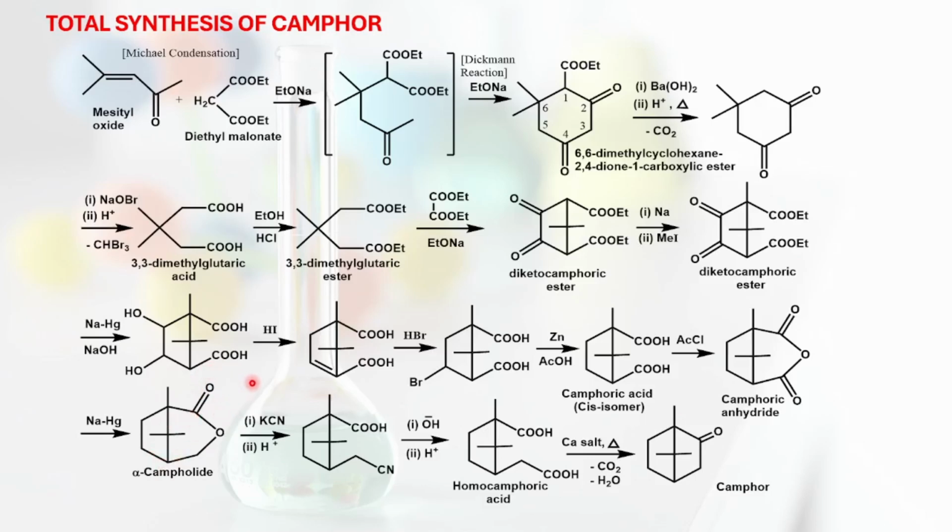These campholides, when treated with potassium cyanide and acid hydrolysis, we will get a compound. Here is a cyanide and carboxylic acid terminal. After the hydrolysis, we will get camphoric acid. Here you can see that the calcium salt, on treatment with heat, removes carbon dioxide and water, and we will ultimately get the required compound, that is camphor.